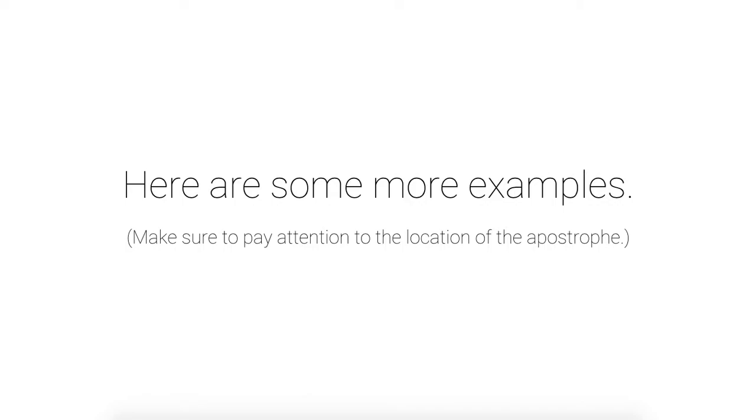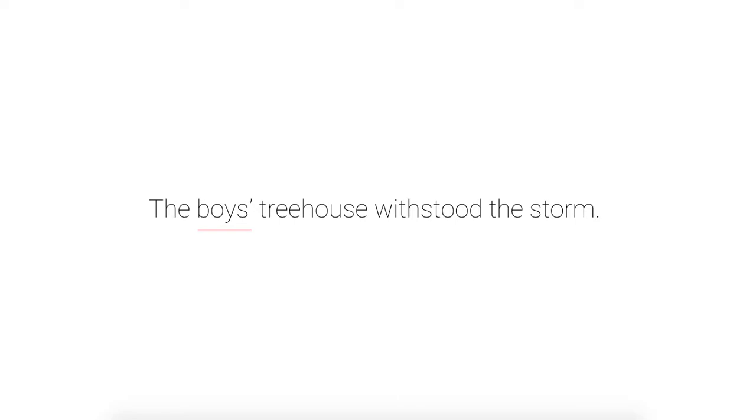Here are some more examples for you. Make sure to pay attention to the location of the apostrophe in each of these. The boys' treehouse withstood the storm. This noun is possessive and plural, so there's more than one boy, and they are all possessive of the treehouse.